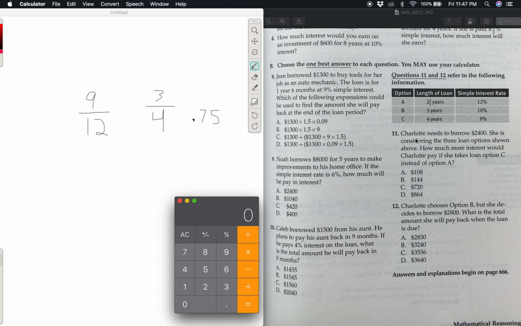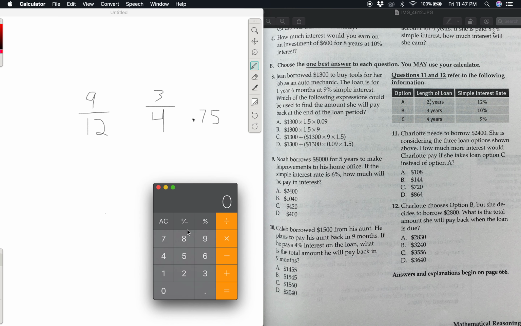Okay. So, questions 11 and 12 refer to the following information. Charlotte needs to borrow $2,400. She is considering the three loan options shown above. How much more interest would Charlotte pay if she takes loan option C instead of A? So let's start with loan option A. So we basically need to find the difference. Loan option A is, she borrowed $2,400 times the rate on A here, which is 12%, so 0.12.